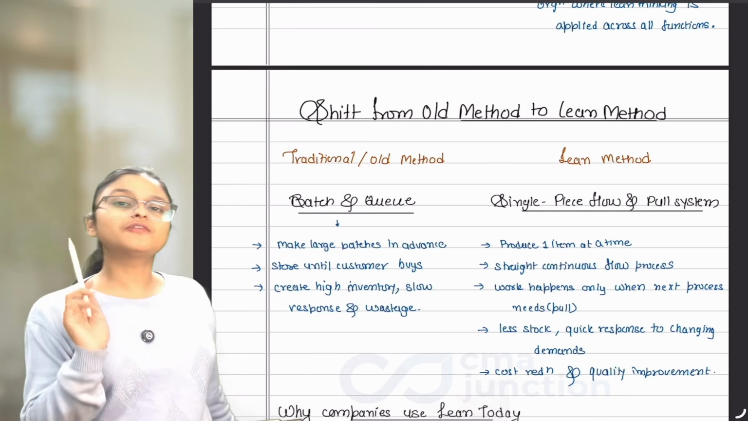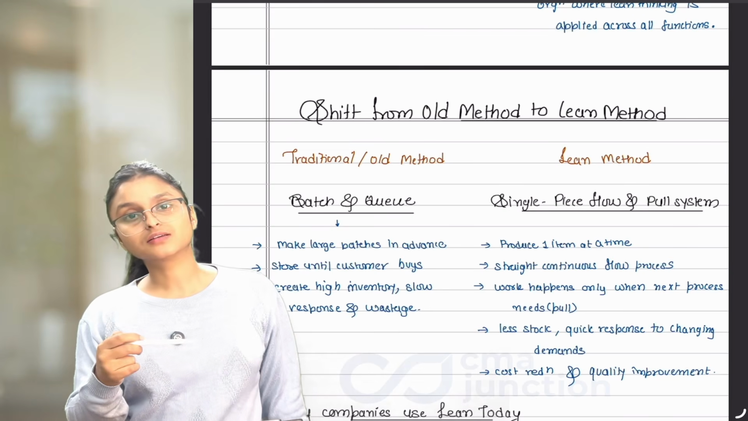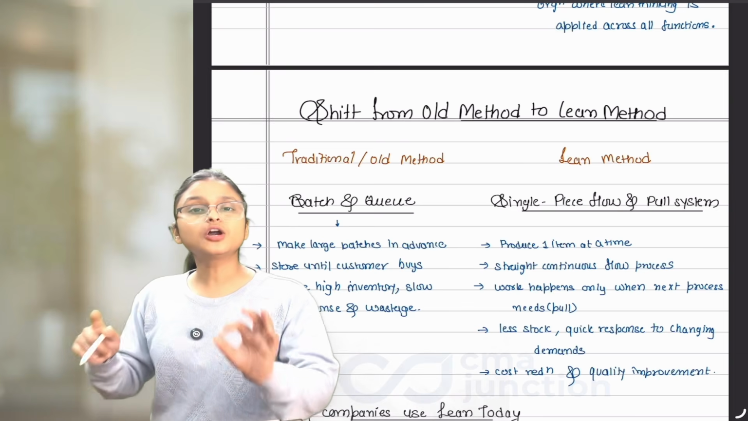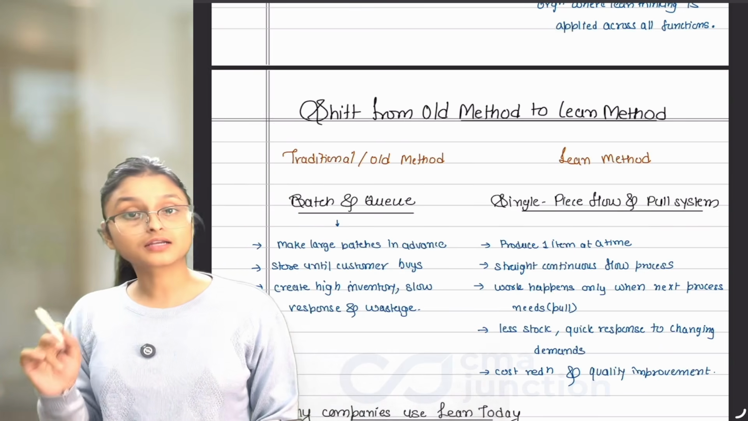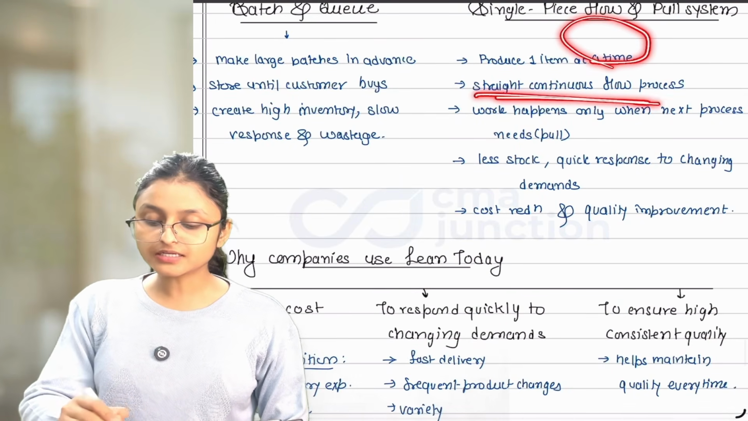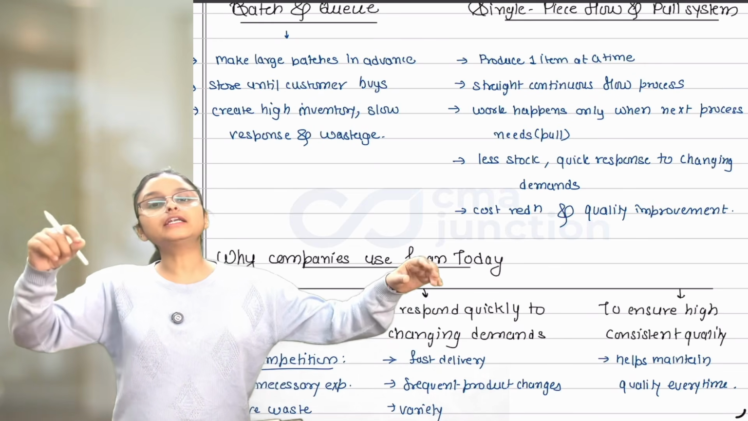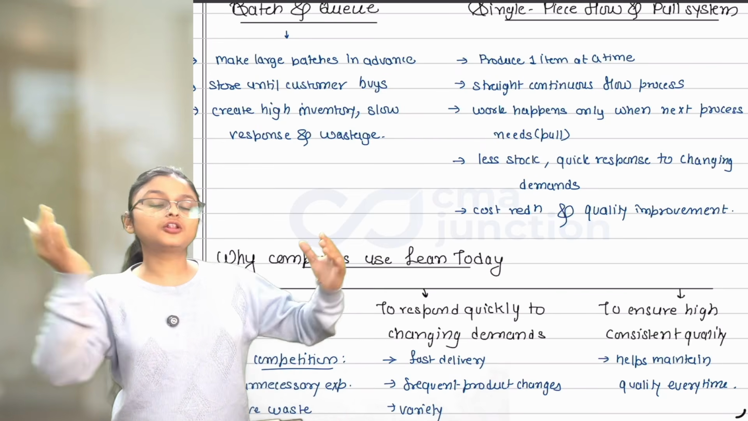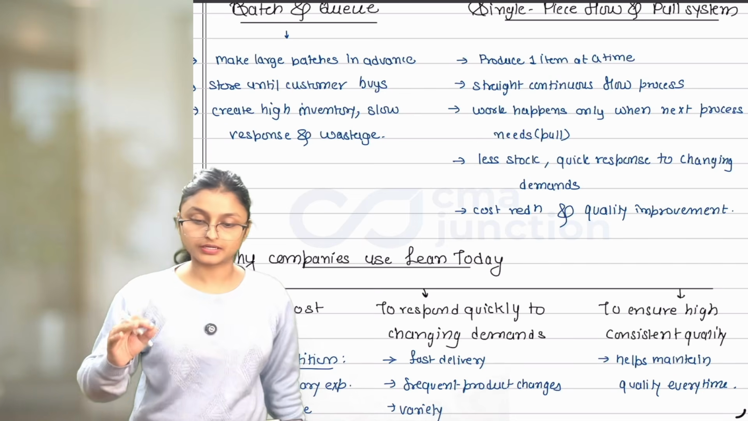Now, as we have made only one final product, we can inspect it. If it's not good, we can improve our processes. This is single piece flow, and it's a pull system. That means we will not make in advance. Whenever the customer gives us orders, only then will we start producing. So produce one item at a time, in a straight continuous flow process. That means every process should be in a straight line and should flow continuously without any stoppage in between. As there is no queue, and not a lot of quantity coming from one process to another, there is no stopping in between, right?